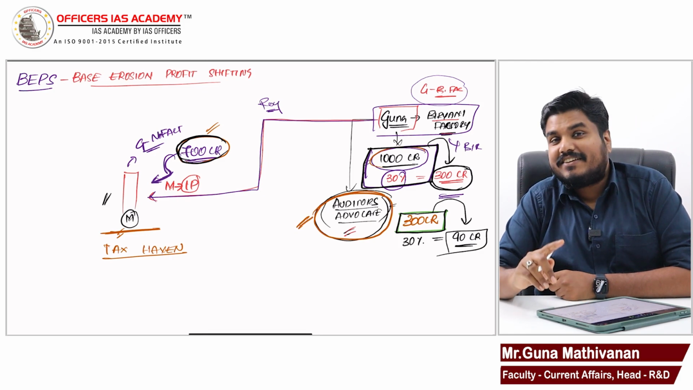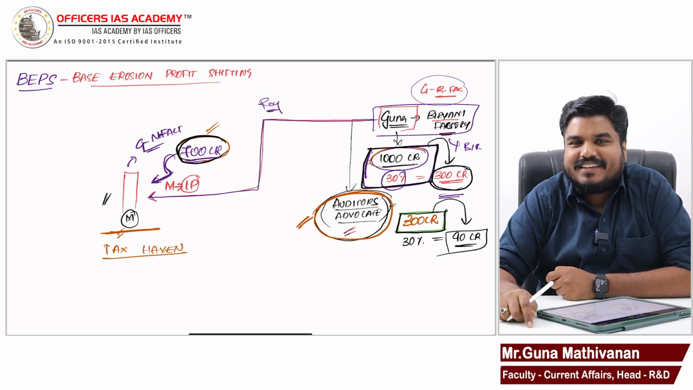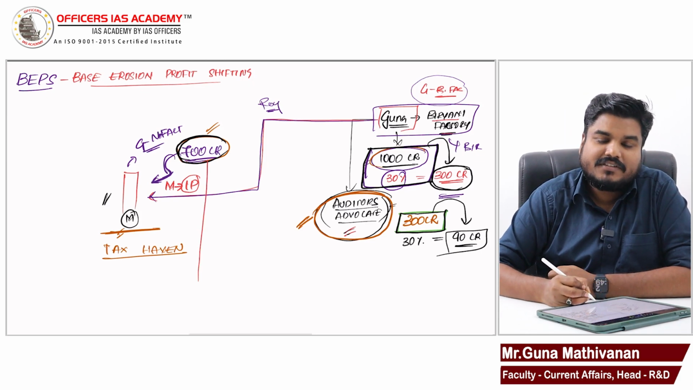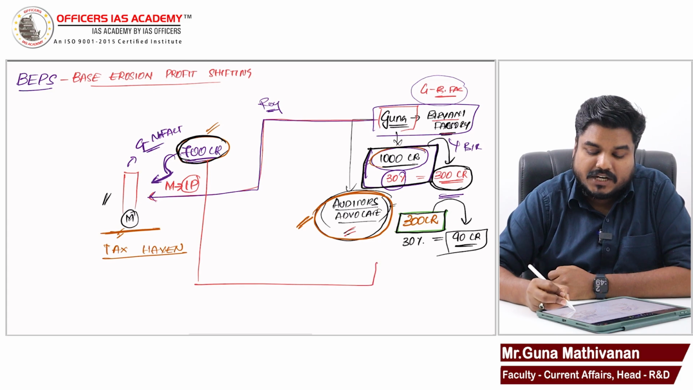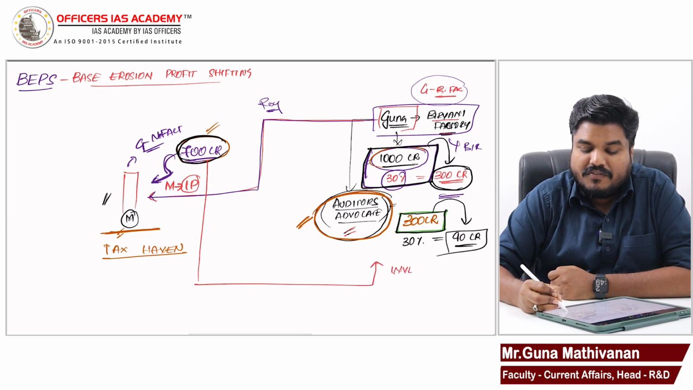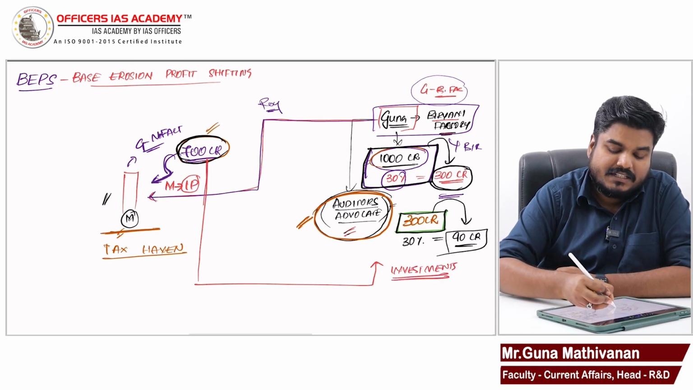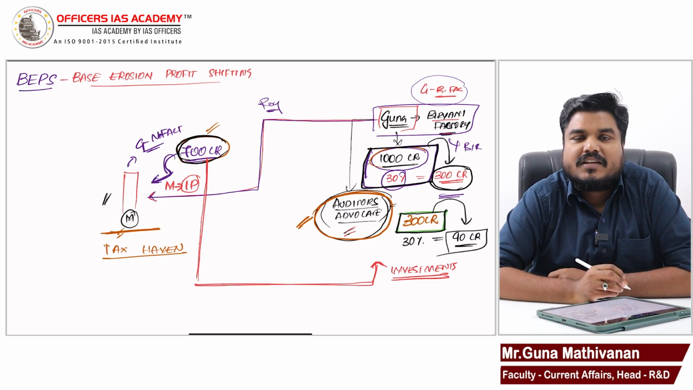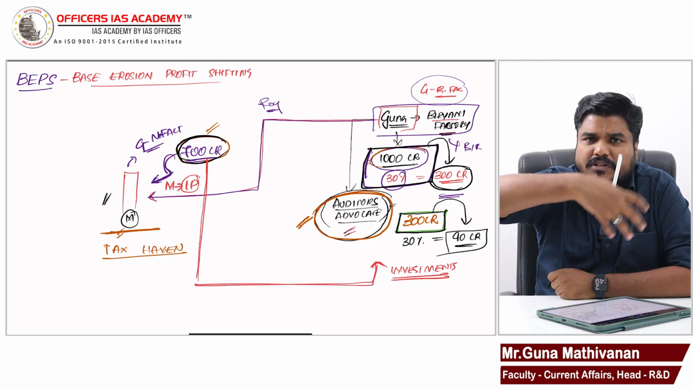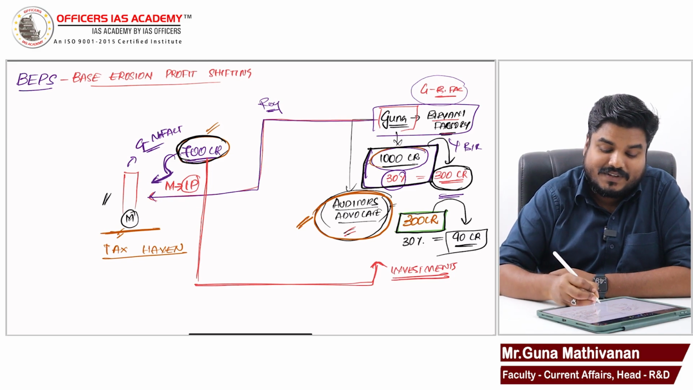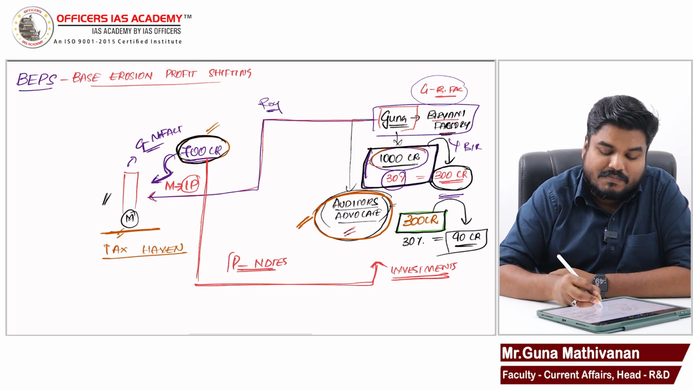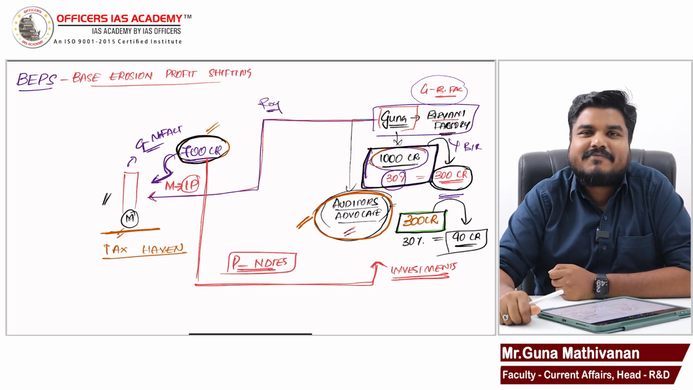They are saying, sir, for that also we have a plan. What is that plan? Guna is asking. The plan is, sir, this 700 crores, we will bring it back to India in the form of investments. Guna is asking, how is it possible to bring it back? Sir, that is where we have the concept of participatory notes. Through participatory notes, we can bring the money back.